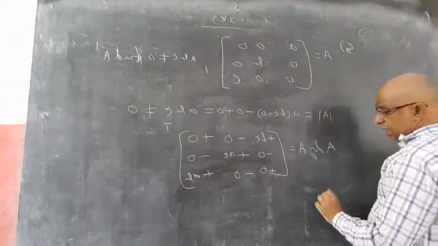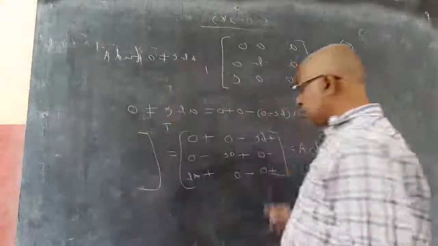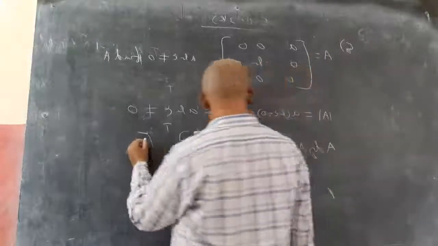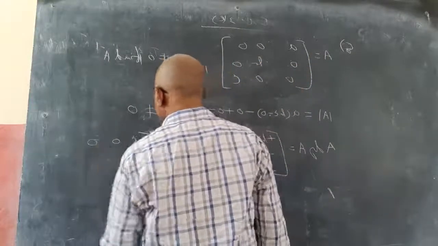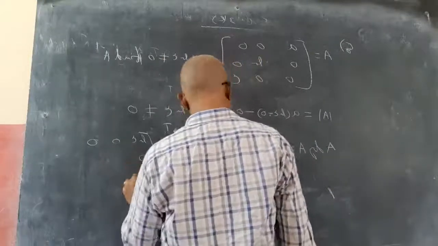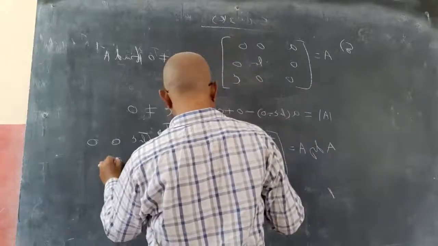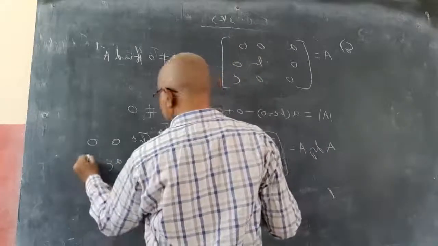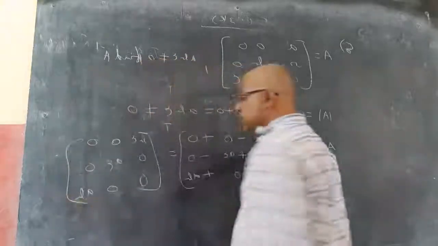Now I need the transpose of this. Transpose means changing rows into columns, columns into rows. It gives you the same always. So BC 0 0, next 0 AC 0, next 0 0 AB. So this is the transpose. So this is adjoint A now.